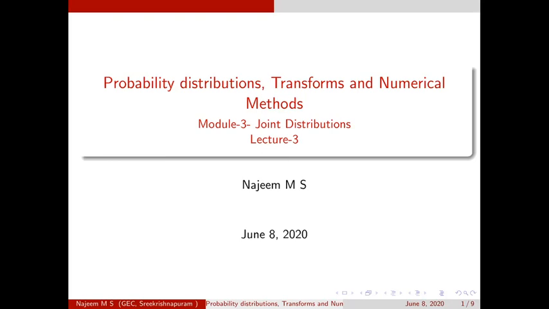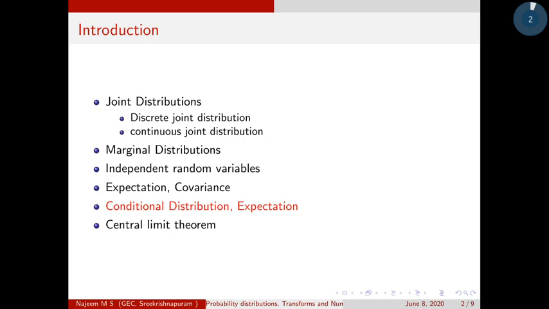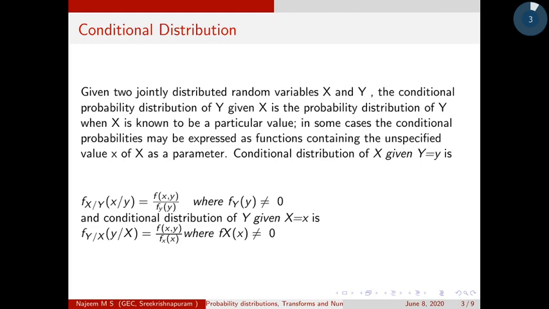In this lecture, we are going to discuss conditional distribution and conditional expectation. What is conditional distribution? Given two jointly distributed random variables x and y, the conditional probability distribution of y given x is the probability distribution of y when x is known. So, if there is a joint probability density function of x and y, and we know that x has taken some particular value, then what will be the distribution of y? That will be the conditional distribution of y given x.